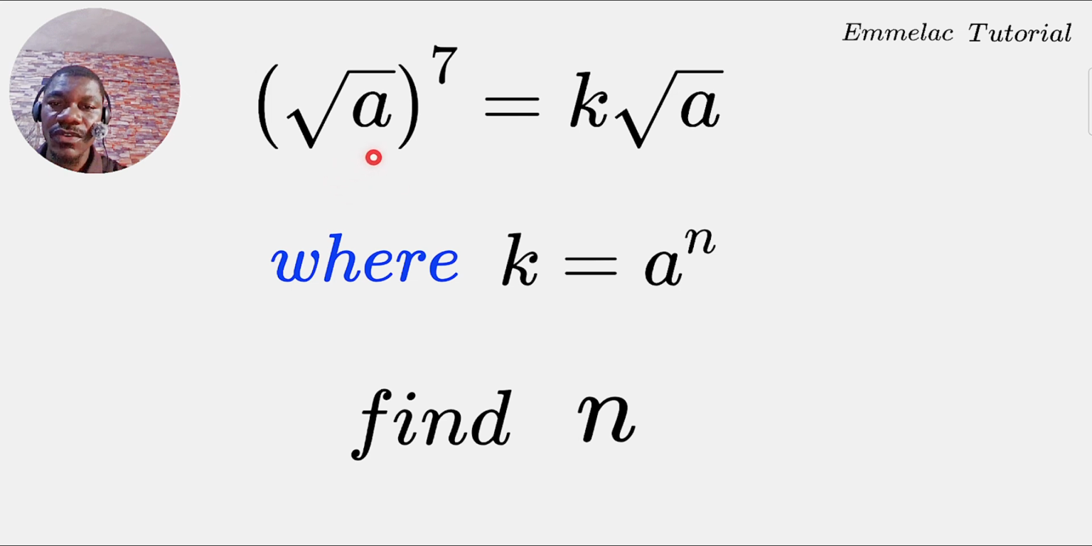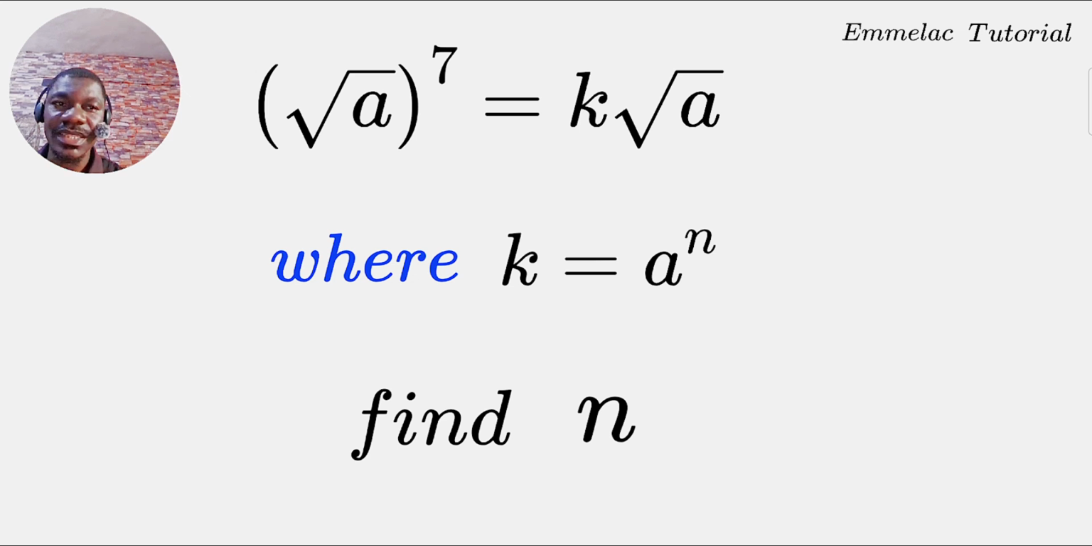Let us look at this interesting math question. It reads: the square root of a raised to 7 equals k, the square root of a, where k equals a raised to n. Find n. This is very simple. All we need to do is apply the laws of indices or exponents. Then we evaluate for k, and through that we get the value of n.